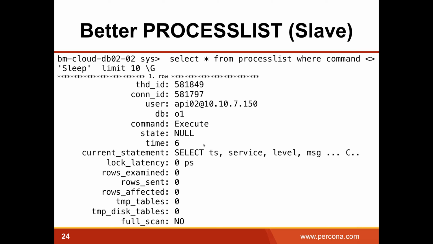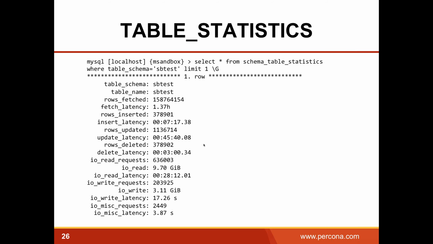Another example that we can look at is the table and schema level statistics. This is very important, especially if you're running a multi-tenant MySQL server, or if you're running shared schemas, many customers and stuff like that. This is what we can get from the schema table statistics table. We get the information for each table: how many rows have been fetched from this table, how many rows have been inserted, how many rows have been updated, and also all IO requests. We can get the information about how many IOs have been read from this table, and written to this table.